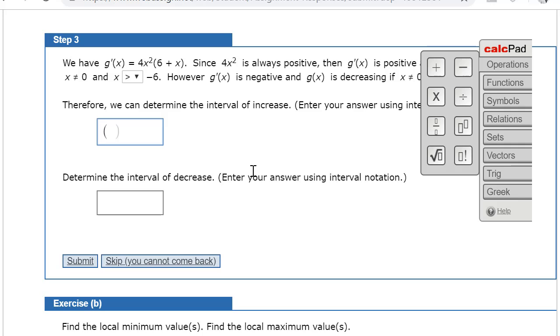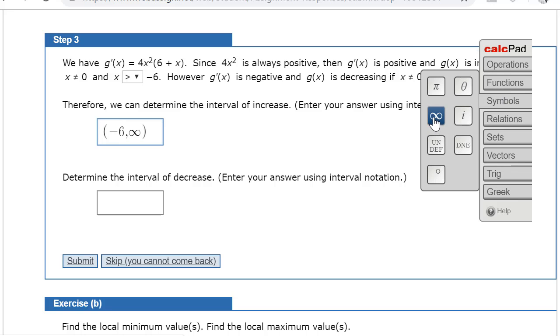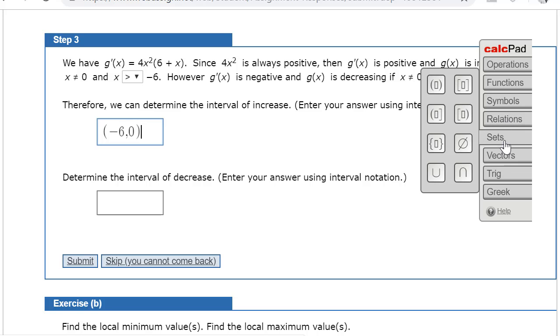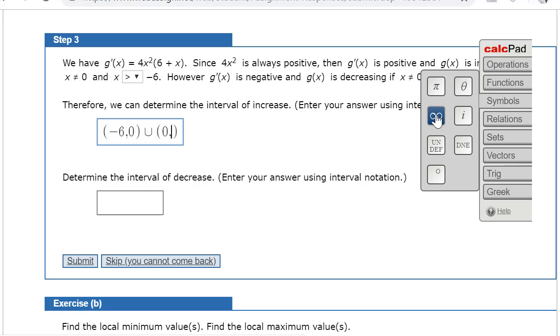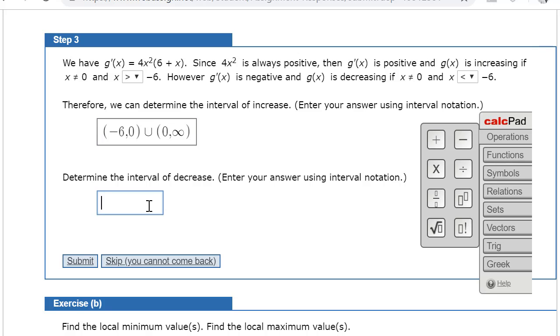In interval notation, it'll be negative 6. Now, we would normally like to go to infinity here. However, there's an issue because we're not including 0. So we're going to stop off at 0 first, and then we're going to take the union, and then we're going to go from 0 to infinity. And that would give us the places where it's increasing. Which means that at 0 it's probably not going to be a maximum or a minimum. In fact, it might be an inflection point. We'll see that a little bit later.